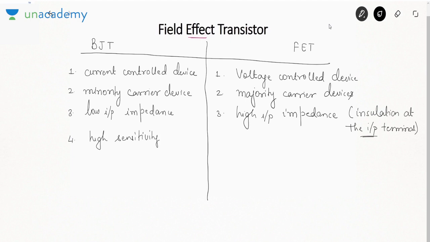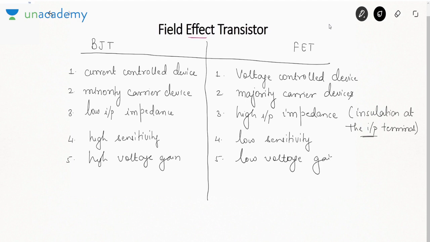It has high sensitivity. It has low sensitivity. Okay. High voltage gain. Low voltage gain means BJT acts as a better voltage amplifier as compared to FET.